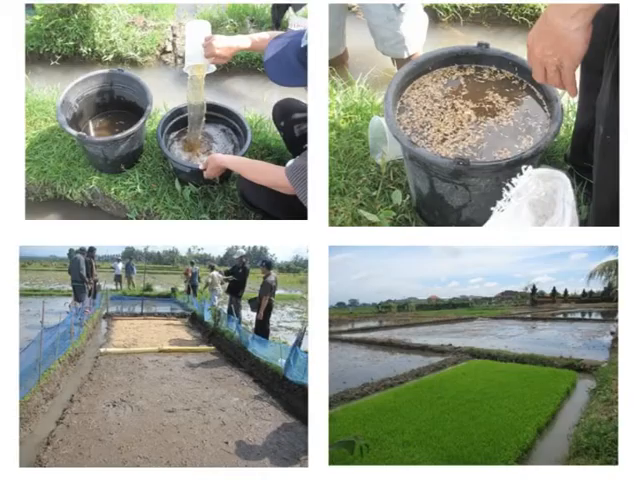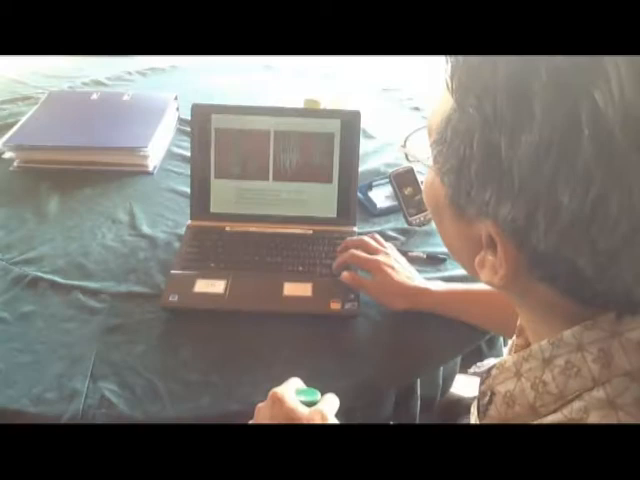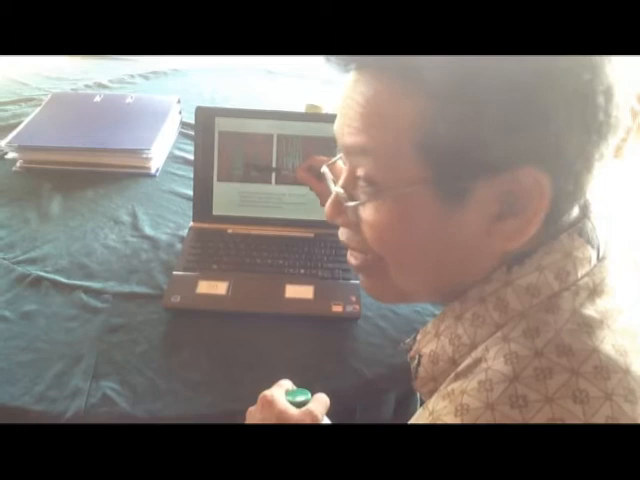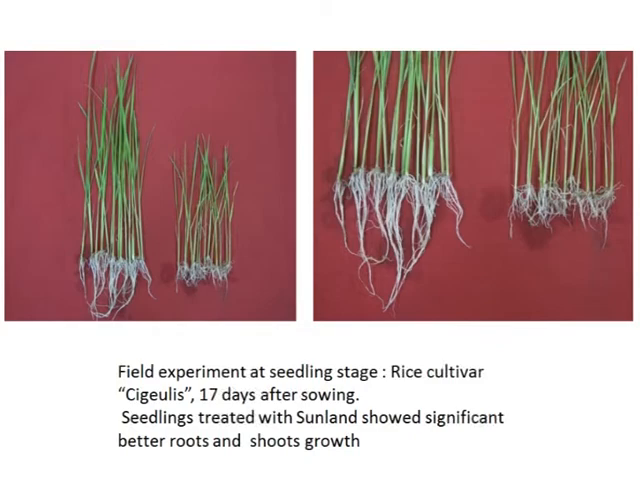This is for seed treatment and foliar and soil treatment. We use just one part to 49 parts. If you compare the control one with the treated one, the treated one has a longer shoot and better root. It actually worked very well.